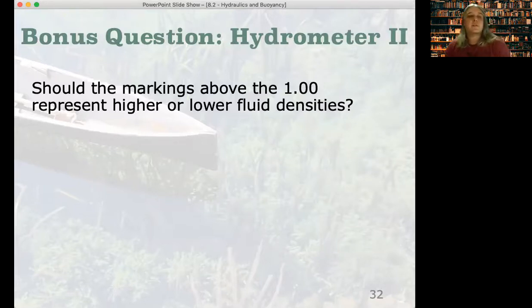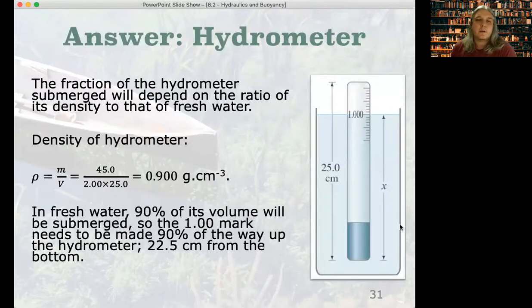And the question is, should the markings above the 1.00 marking represent higher or lower fluid densities? So here's our 1.00. The markings above here, are they higher or lower fluid densities than pure water?